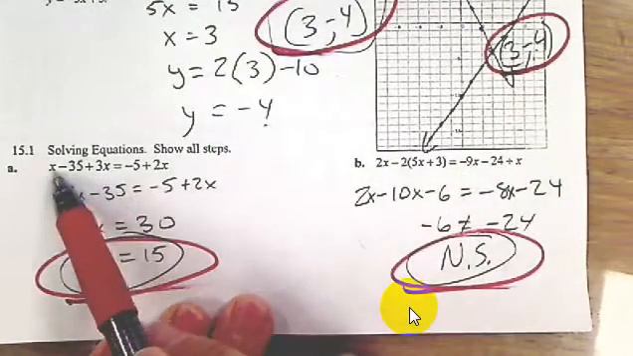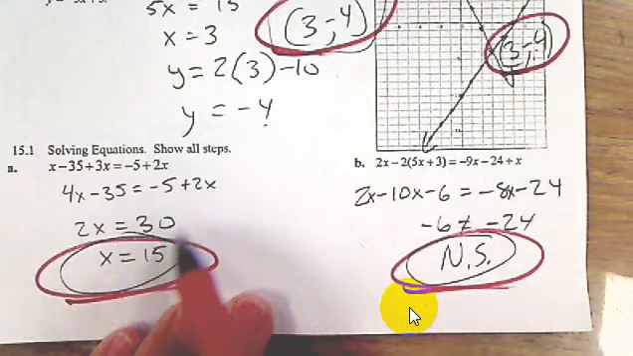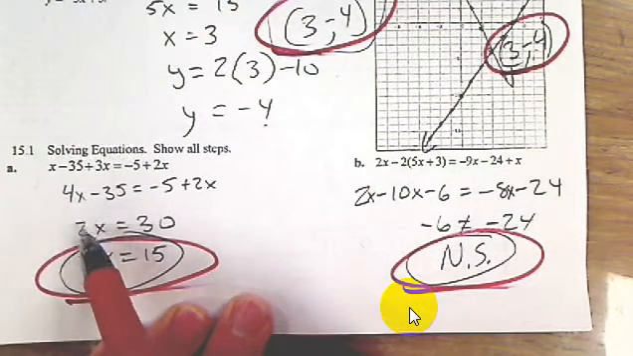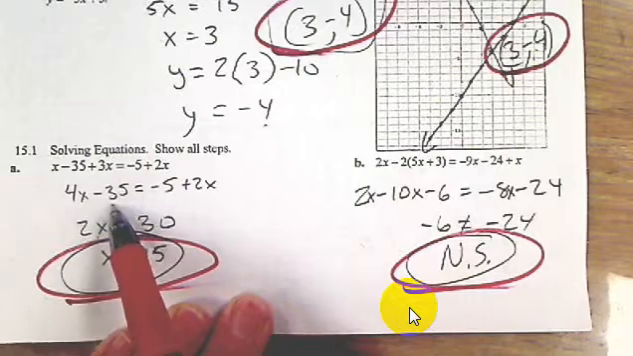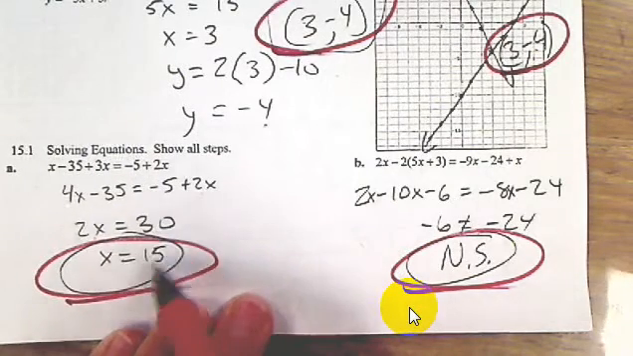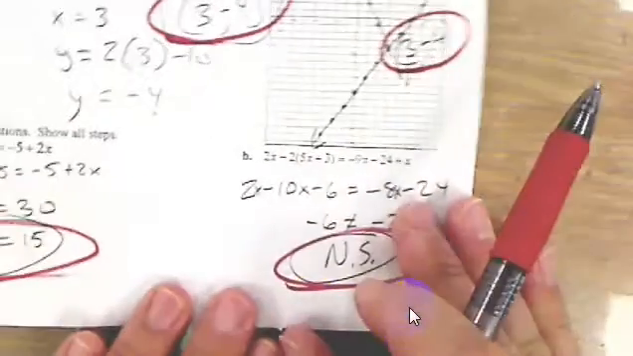Combine like terms. X plus 3x is 4x. Subtract the 2x from each side. That gives me a 2x here because 4x minus 2x is 2x. Add 35 to both sides. That gives me a positive 30. Divide by 2, get 15.